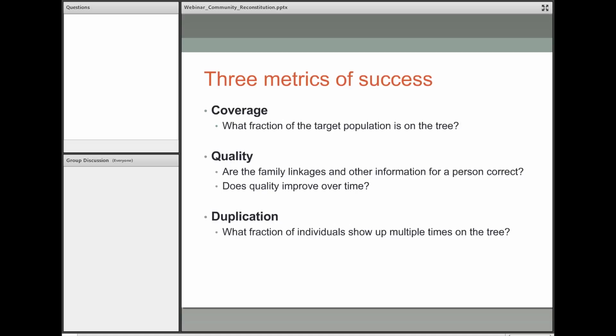And then the other question is about duplication. So what fraction of individuals show up multiple times in the tree? So you both want to improve the coverage and then reduce the duplication of your target population.